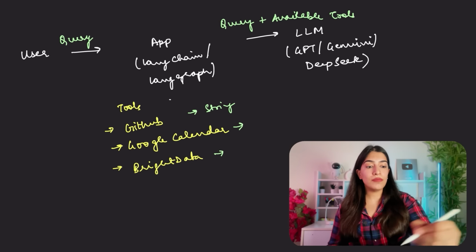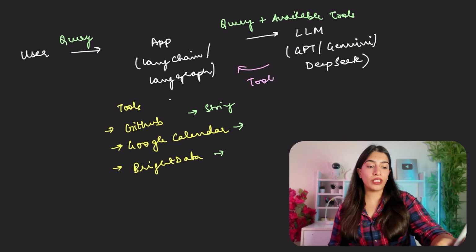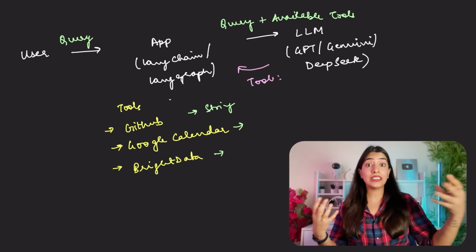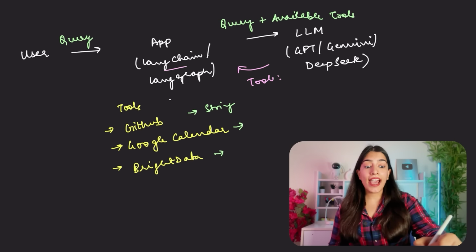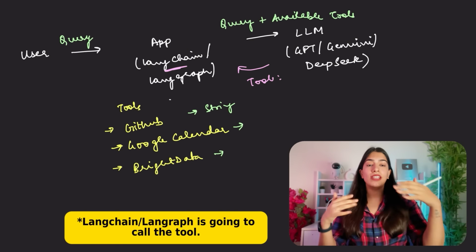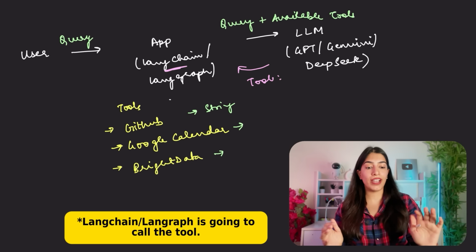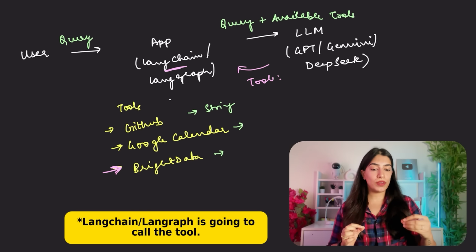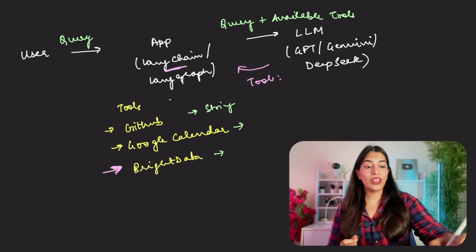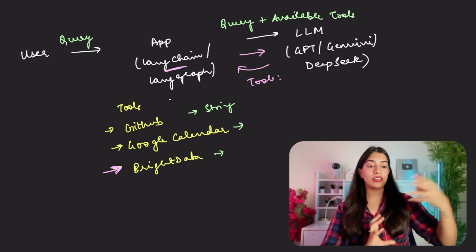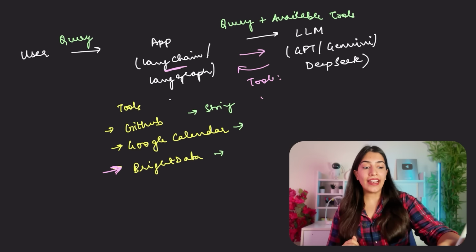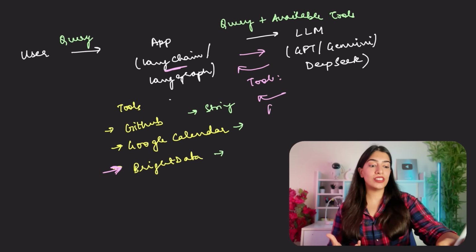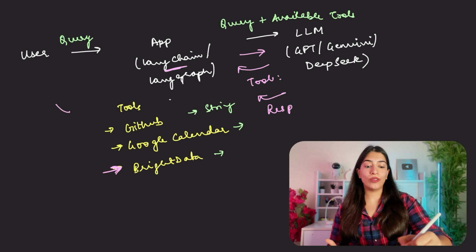So our LLM is going to respond back saying, listen, you need to use this particular tool, or you need to use these particular tools. And our framework, LangChain or LangGraph, is the one that is going to call this particular tool. So this tool is going to be executed, and then again we are going to send whatever is the response to the LLM, and then the LLM is going to send a good response that we can send to our user.